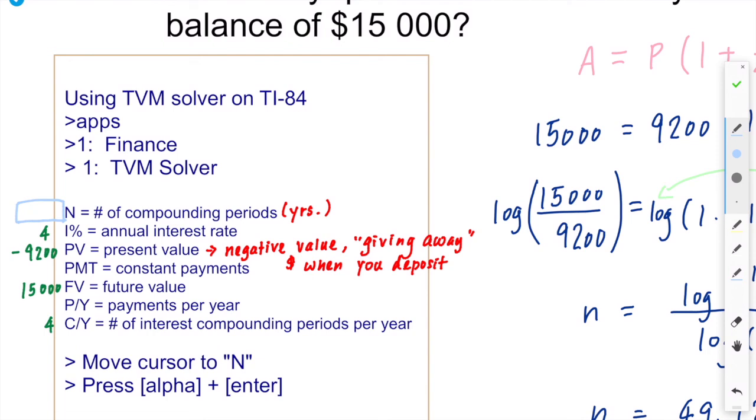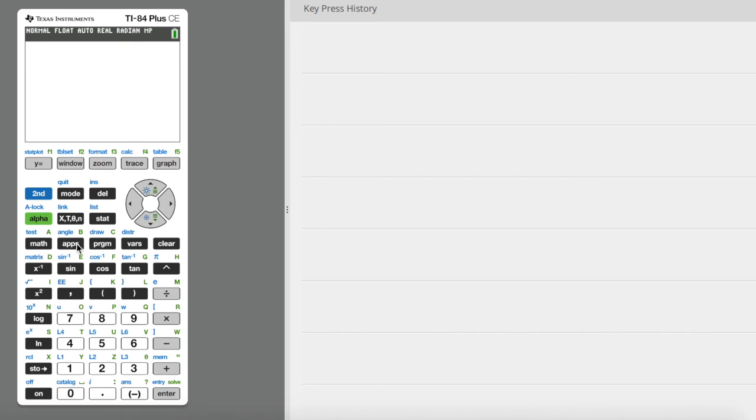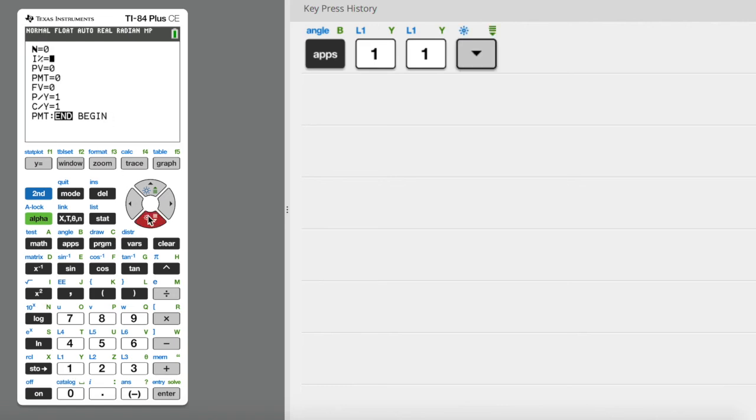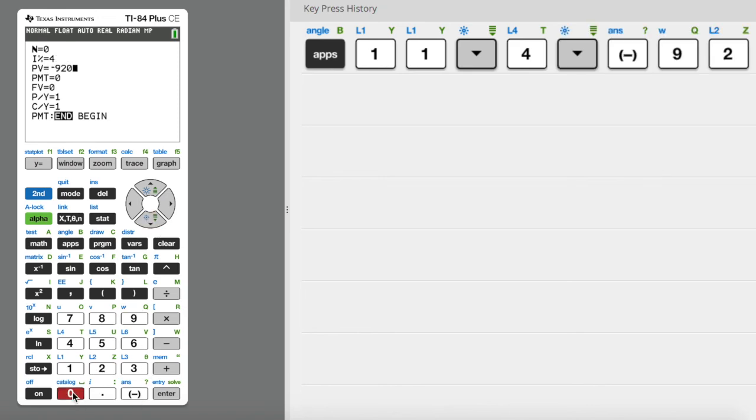Okay. So first you have to locate apps, and then we're going to look for finance 1, and then we go to TVM solver 1. So it brings you to the screen with the menu. So remember, number of compounding periods are calculated in years based on what we're going to enter. We're going to go down to I for interest, 4%. PV is what you deposit, the present value. So we're depositing, money's leaving you. This is negative 9,200. We skip the PMT part because it doesn't apply in this question. It's okay to leave it at 0.